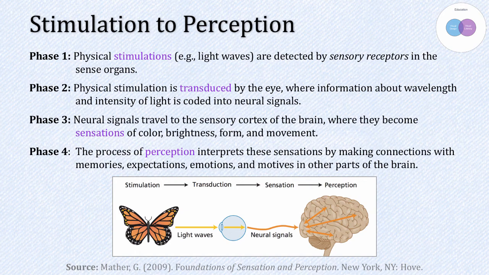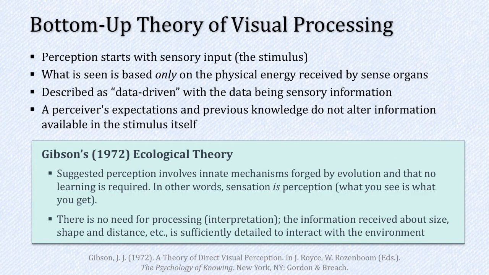But our second question asks, how do our brains make sense of this information? Well, over the decades, there have been different theories about how human visual processing works. Historically, there have been two points of view, the bottom-up theory of visual processing and the top-down theory of visual processing. According to bottom-up theories of visual processing, perception starts with sensory input. In other words, what is seen is based only on the physical energy received by our sense organs.